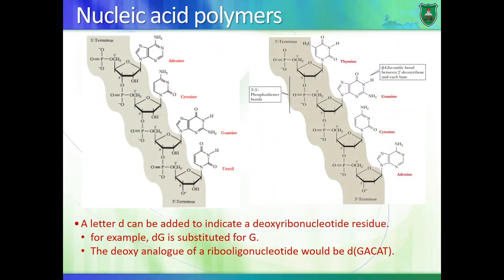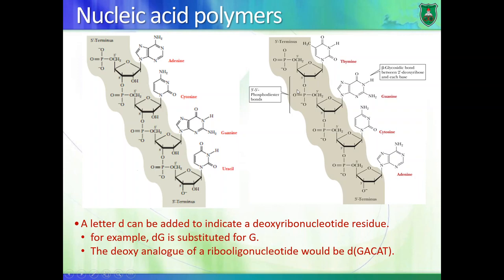Now, remember those numbers that I told you about, 5 and 3, or 5 prime and 3 prime. These are nucleic acid polymers, meaning that you have nucleotides attached to each other. So you have a nucleotide attached to another nucleotide, a third, a fourth, and so on. The linkage, the bond between these nucleotides is known as phosphodiester bond. And it is between carbon number 3 with carbon number 5 mediated by the phosphate group.